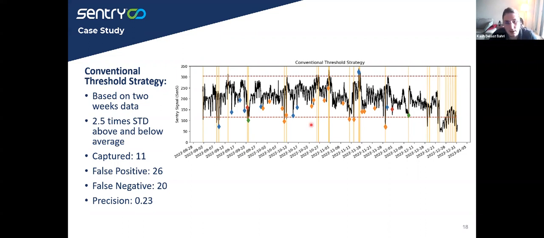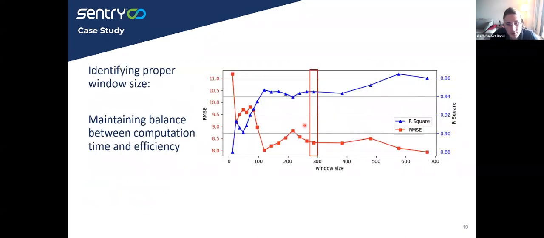So we are aiming to increase the precision of this strategy by implementing automated models. For model 1, the first step is identifying the proper window size. What really matters here is the precision and accuracy of the prediction, and we define the proper window size based on those. We use 2 metrics, R-square and RMSE, to evaluate the prediction efficiency.